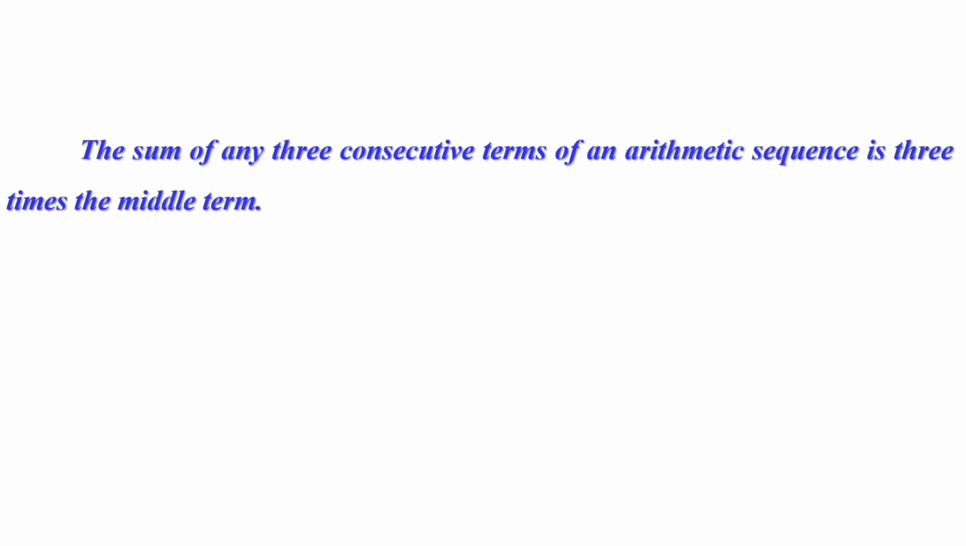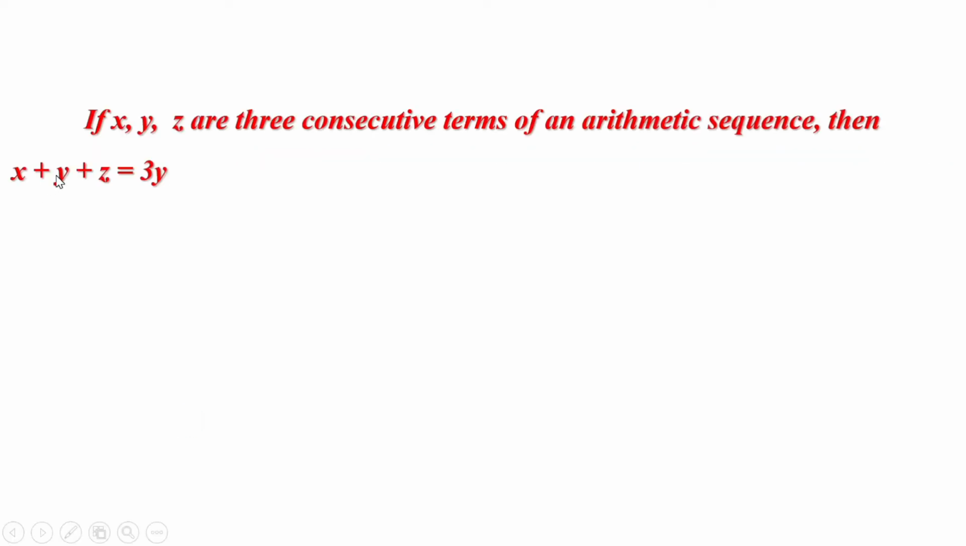Now suppose the three terms are x, y, z. Then we can say x plus y plus z equal to 3 times the middle term, that is 3y. Now let me take y to the other side. So I can write x plus z equal to 3y minus y. What is 3y minus y? 2y, right? Take 2 to the other side. So I can write y equal to x plus z by 2.